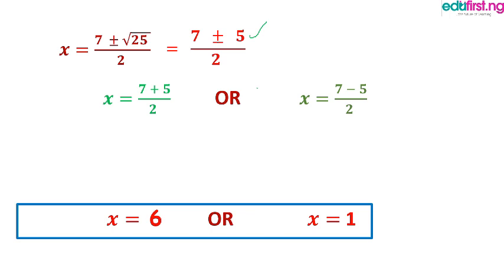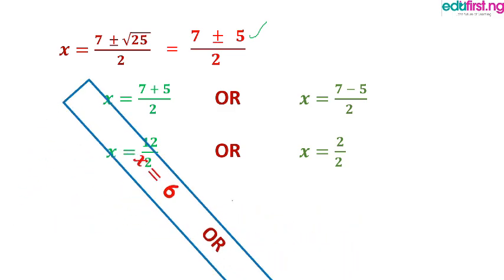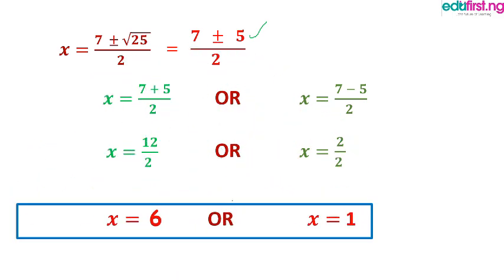Our answer is going to be 7 plus 5 divided by 2, or 7 minus 5 divided by 2. 7 plus 5 is 12. 7 minus 5 is 2. So we have 12 divided by 2, which is 6, and 2 divided by 2, which is 1. So we have our answer to be 6 or 1.